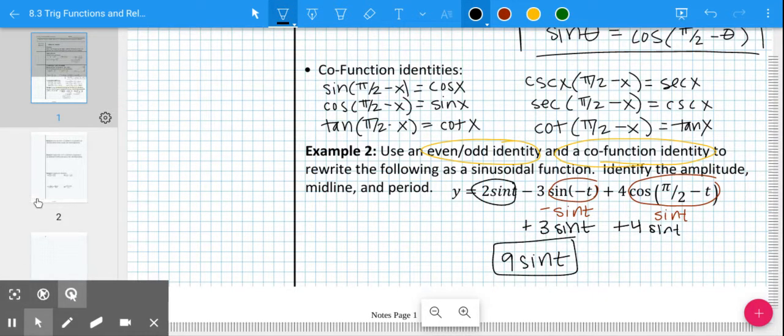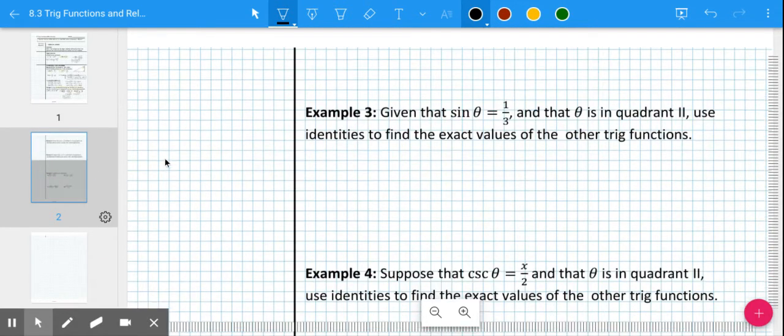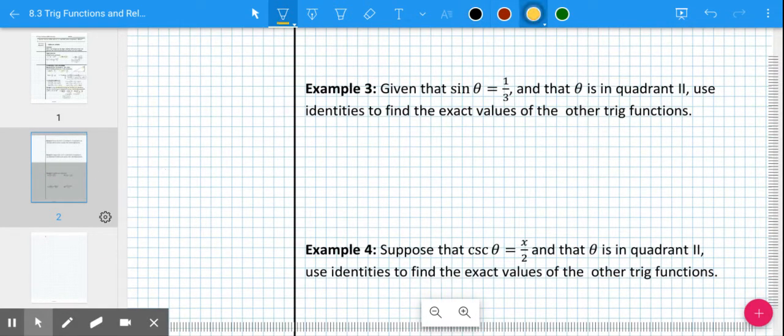Now, moving on to the next page, we have example 3. And we've done problems like this before, but we're going to use identities to help us solve this one. So we're told that theta is a quadrant 2 angle. So what I'm going to do first and foremost is set up a triangle in quadrant 2. And they tell us that sine of theta is 1 over 3.